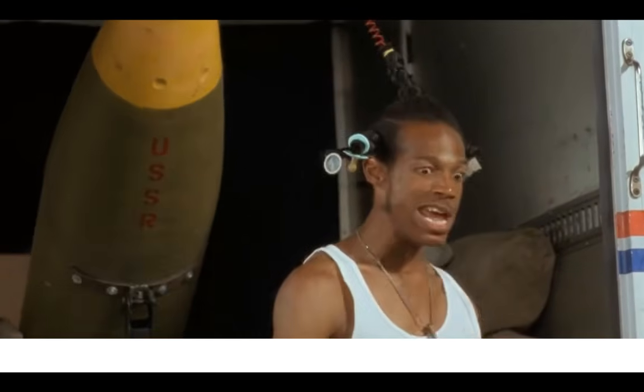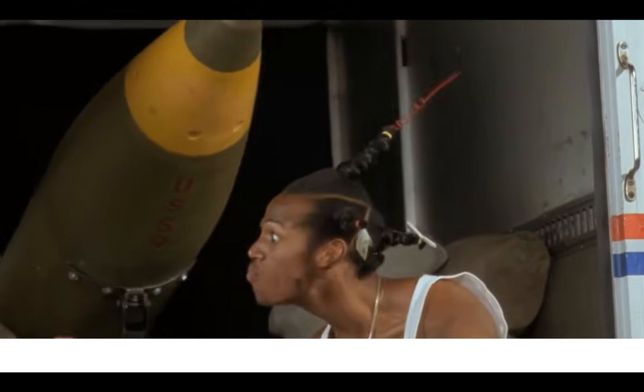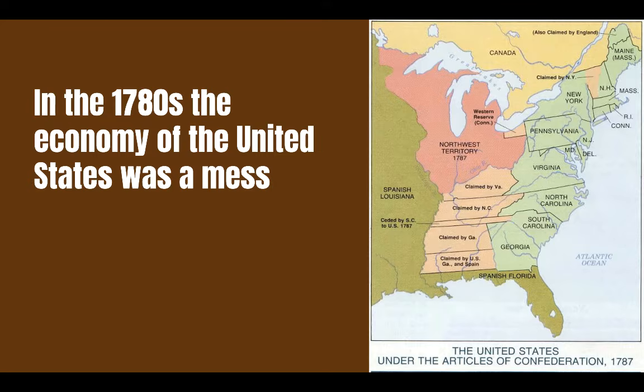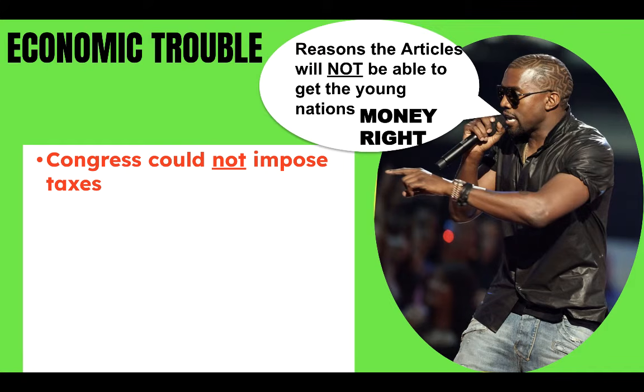Do we have a problem? That's a lot of problems. In the 1780s, the economy of the US was a hot mess. The new country was in debt with no real way to raise revenue. You might be wondering, what if we taxed? Well, under the Articles, the national government had zero authority to tax directly. States had the ability to tax, but not the federal government.